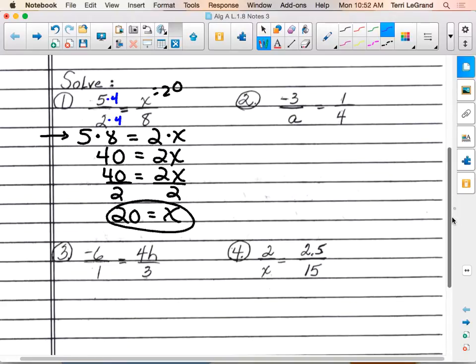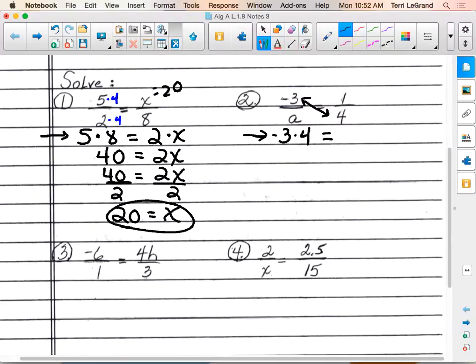Like, how about the next one? Do you think that one's as friendly? Do you think we could rename? You know? Okay, let's try our cross products then. Let's do that instead. Okay, what would the cross products look like in this one? Somebody tell me what the first multiplication would be. -3 times 4. These two would get multiplied times each other.